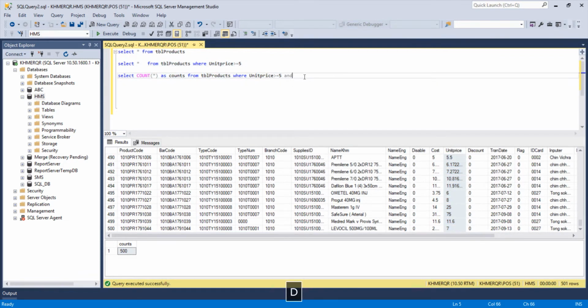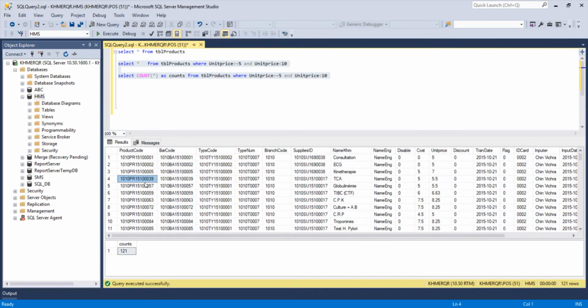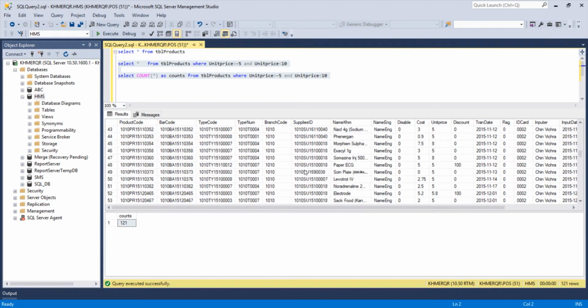Also, if we put an additional condition, unit price lower than 10, we get only 121. So we use count for counting. The condition depends on your purpose. What do you want to count, the cost, the quality? Here I use only unit price.